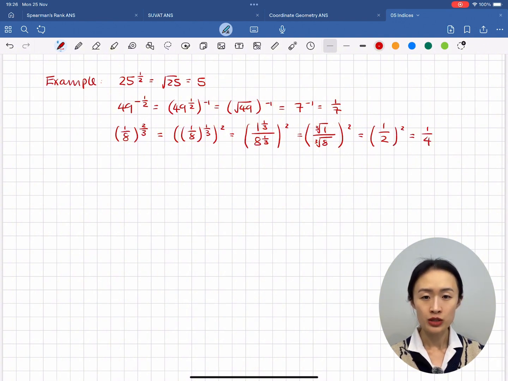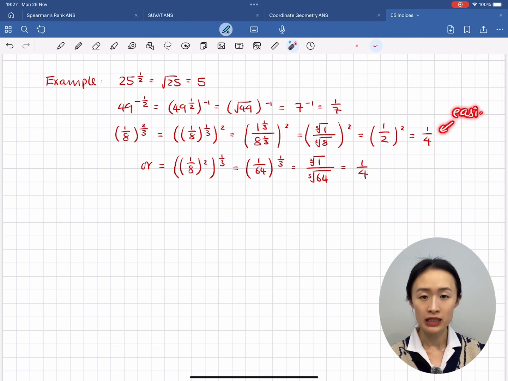So another way to look at 2 over 3 is 2 times 1 over 3. If I square them first and then take cube root, would I get the same answer? The square of 1 over 8 is 1 over 64, and the cube root of that is going to be a quarter. The first one will probably be easier because by taking square root first, I'll be able to reduce the number to make it smaller, and then I can square it. Sometimes we have to square it before we can take the cube root.